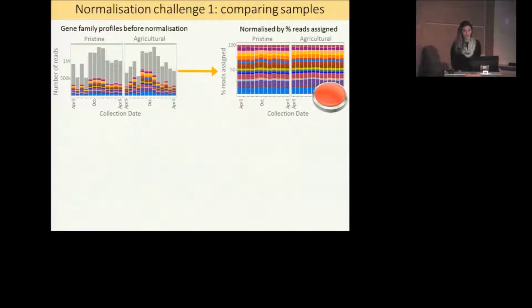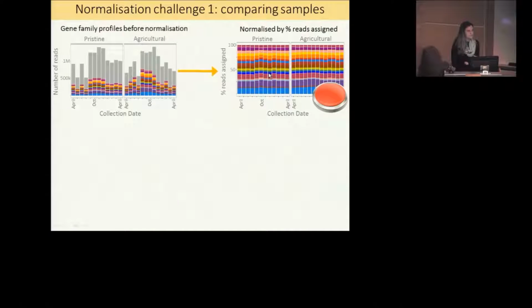And this is done in a lot of these push-button analysis software sets and in a lot of otherwise very high-quality tools. This is either the default or the only way you can get data out of the tool. And what you'll see is when we normalize by percentage of reads assigned, that is, expressing the abundance of a gene family out of all of the reads assigned to any gene family, we actually have quite a consistent profile of these gene families across time and in the pristine versus agricultural samples.